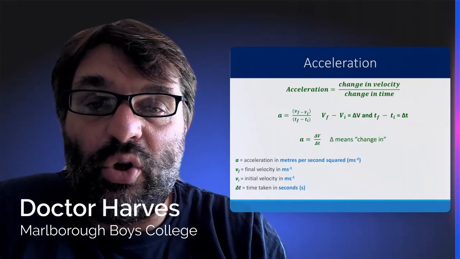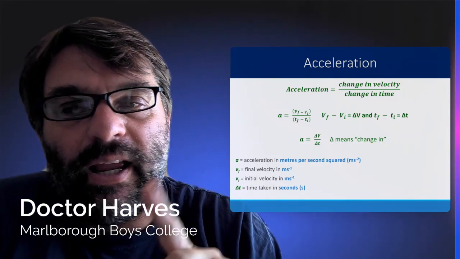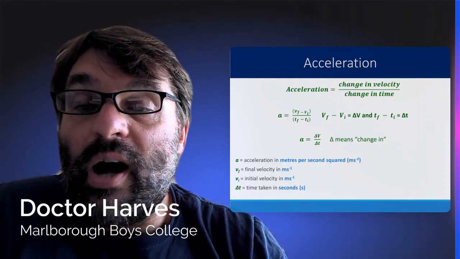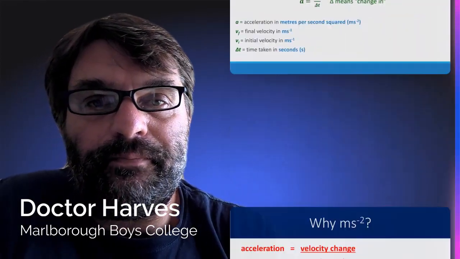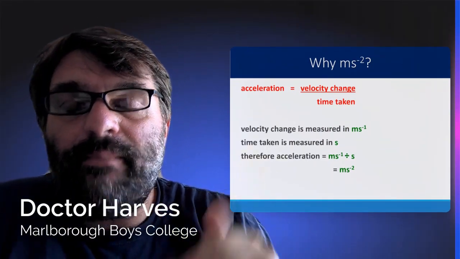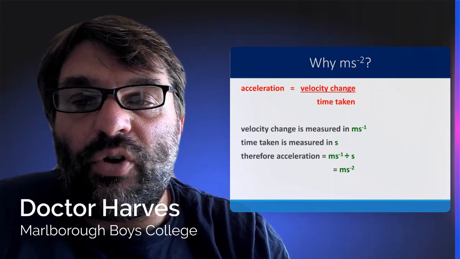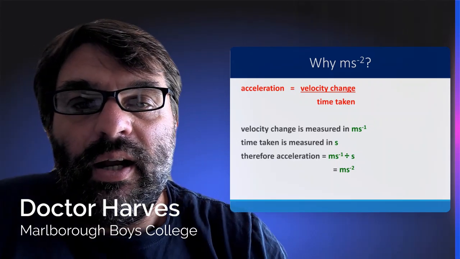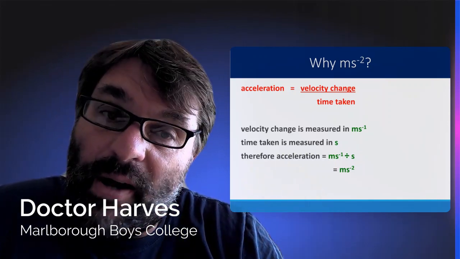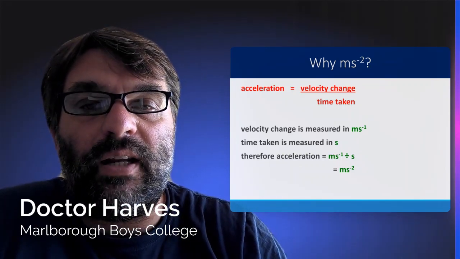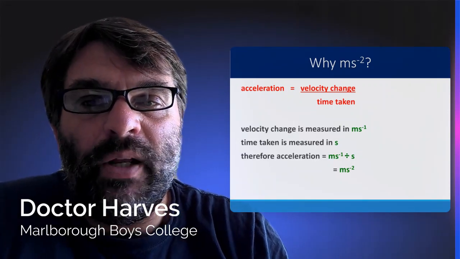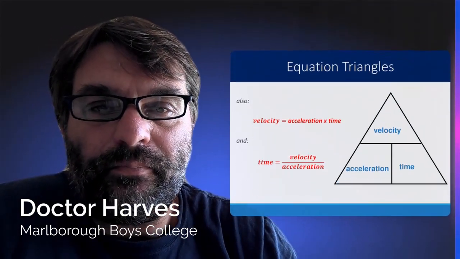Acceleration has the units of meters per second per second. Be careful with that. Velocity, of course, has the units of meters per second, and time is, of course, in seconds. So why is it meters per second per second? Well, we've just seen that acceleration is the change in velocity over the time taken for that change, and the change in velocity will be measured in meters per second, and you're going to divide it by seconds. So it's going to be meters per second divided by seconds, or meters per second per second. That is why the units of acceleration are meters per second per second.